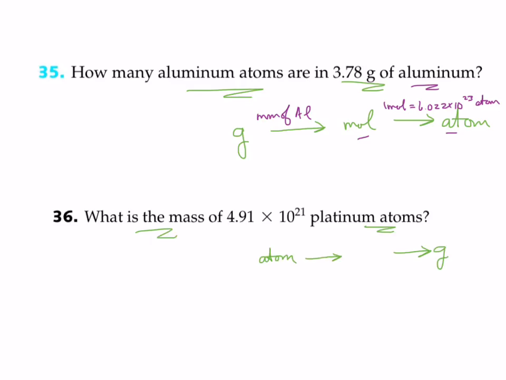And the second one is like the first problem that we just did. We're going to go from a counted number of atoms to grams. Now you got to know the element. This is platinum. We're going to go through moles. So we can use Avogadro's number to go from atoms to moles, and then we can use the periodic table to go from moles to grams. That's it.